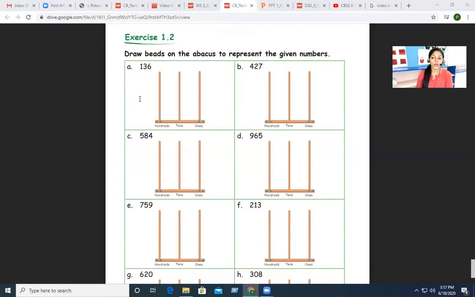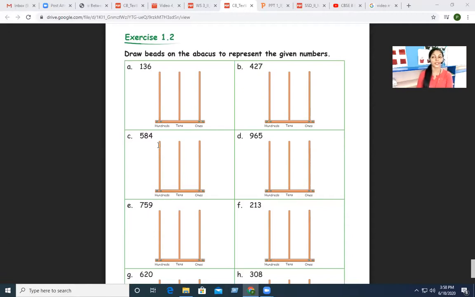The first one is 136. In the hundreds place, what is the number? In the hundreds place we have 1. So how many beads will you draw in this hundreds place? 1. Right? So come on, draw one bead now.